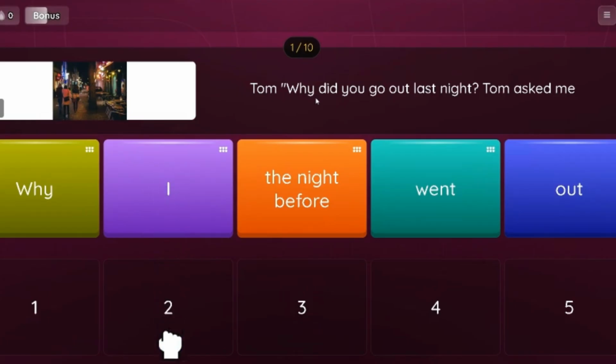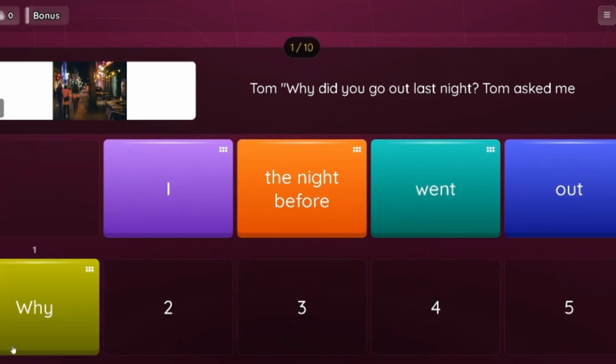Don't ask me that. What are you going to do now? You are going to use the same question word. Yeah, you will write why, the same as it is. Okay? So, Tom asked me what? Why?